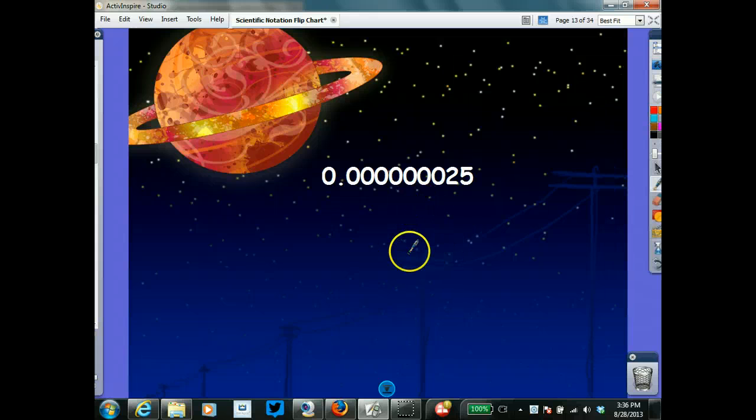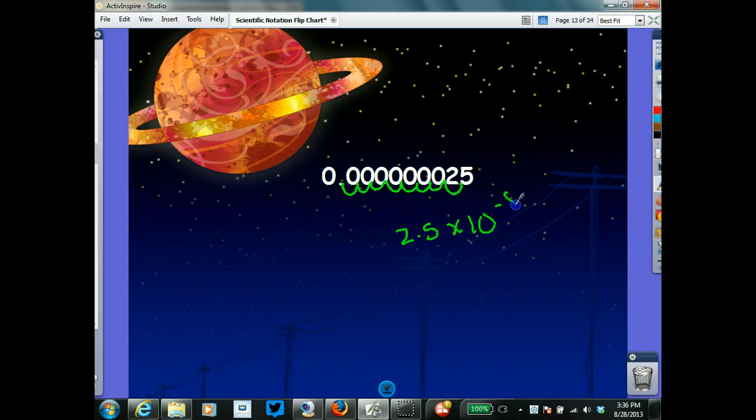Again, this is just practice of a negative one again. So I'm going to count 1, 2, 3, 4, 5, 6, 7, 8. So I have 2.5 times 10 to the negative 8th power.